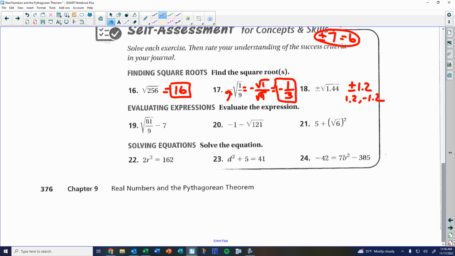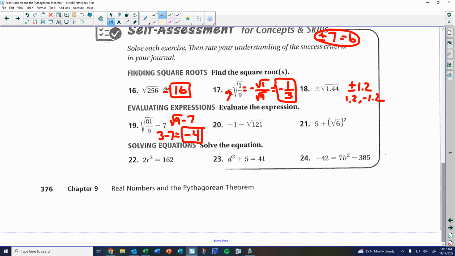Now, 19, we have to evaluate expressions. So when you see a fraction, can I simplify the fraction inside the square root first? Yeah. What's 81 divided by 9? 9, right? So this becomes the square root of 9 minus 7. What's the square root of 9? 3. So this changes to 3 minus 7, which is negative 4. So negative 4 was the answer to number 19.